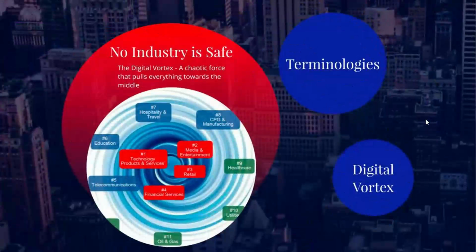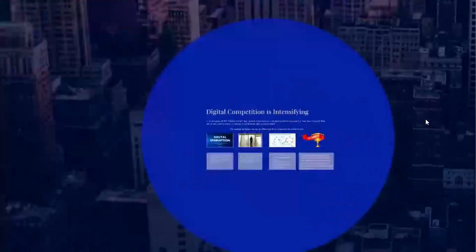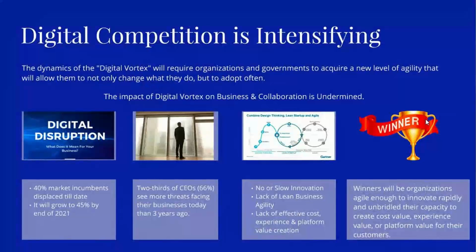Let's now come back to the part where I said this digital vortex will create a challenge, and there is no industry which is going to be safe in this kind of massive digital transformation. To back that up, there are certain stats. Already by now, 40% of market incumbents have been displaced, where some of the big business houses or big business models were disrupted by startups and very innovative companies, and this is only supposed to grow by 45% by the end of this year.